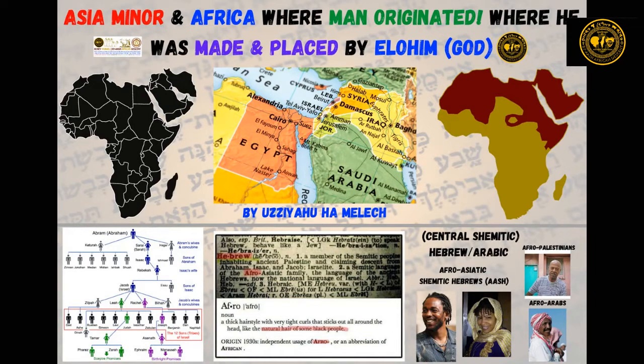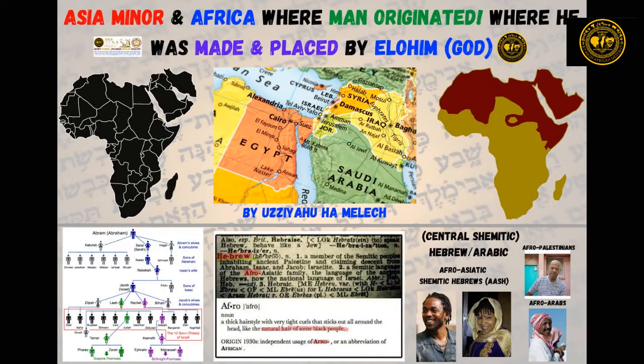Afro: a thick hairstyle with very tight curls that sticks out all around the head, like natural hair of some Black people. Origin 1930s, independent use of Afro, or an abbreviation of African. So Afro is an abbreviation of African. We are African. Here's Central Shemitic, Hebrew and Arabic, right? So we are Afro-Asiatic Shemitic Hebrews.